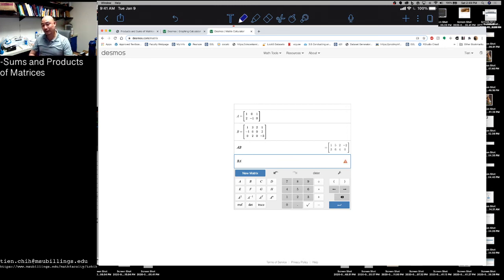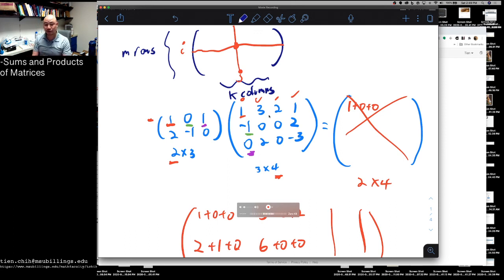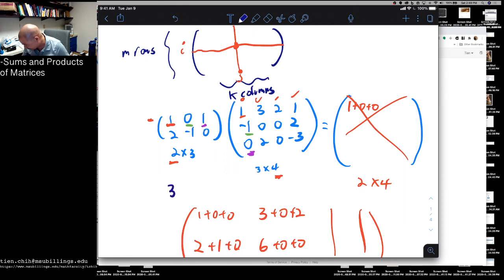And we note, by the way, that in this case BA is not defined, right? Because if we look back here, if I try to swap A and B, then we would be taking a 3 by 4 matrix against a 2 by 3 matrix, and these dimensions don't coincide. So that product is not defined.